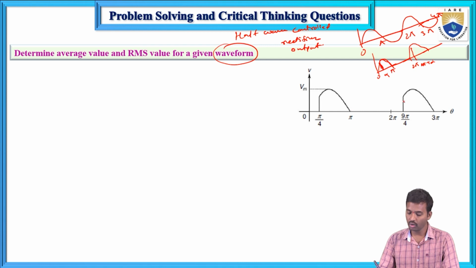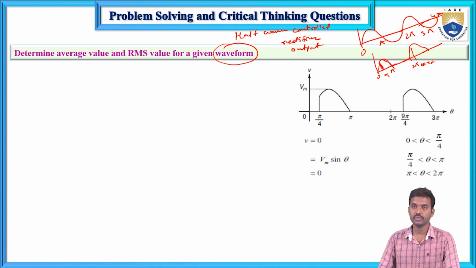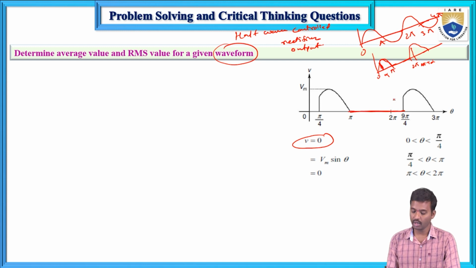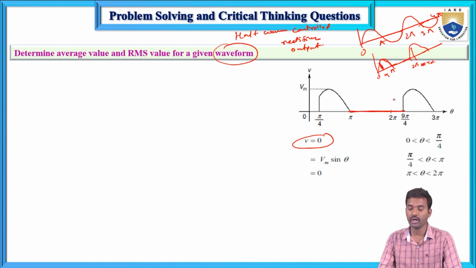Half wave controlled rectifier output. Now for this particular waveform, calculate the RMS value and average value. Same thing here. From 0 up to here, V of t equals 0, so this value is 0. Now this time period is divided into 3 parts.